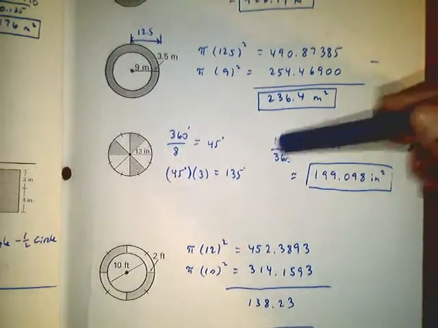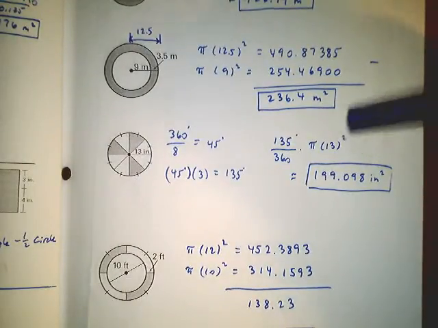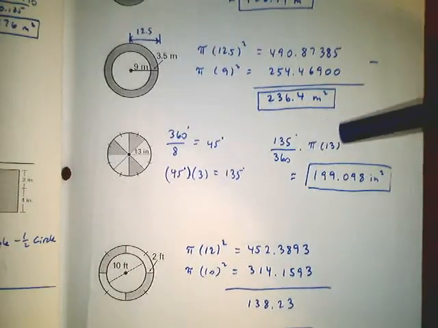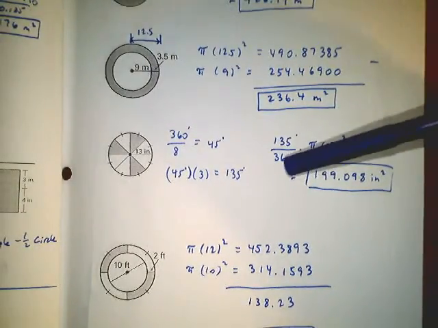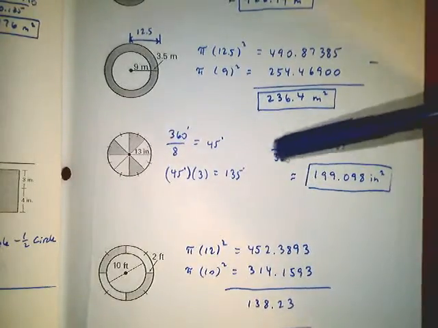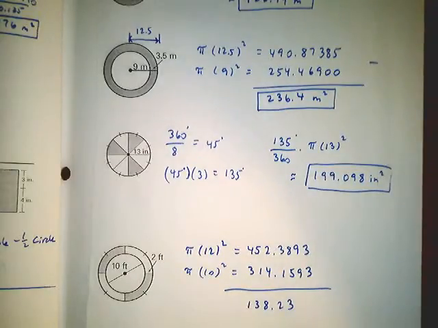That's the area portion that I want. So I took this squared, which is 169, and then multiplied straight across is one way to do it: 135 times pi times 169, and then divide by 360. Or take this fraction, square this, and then multiply those three pieces together. Either way, you would end up with 199.098.